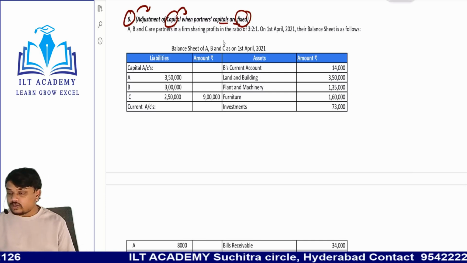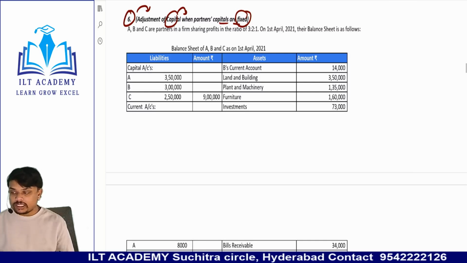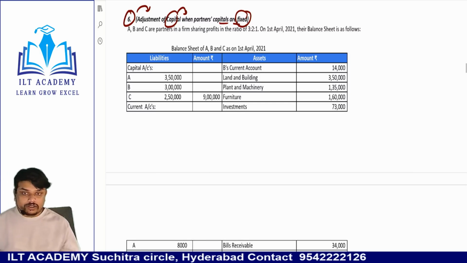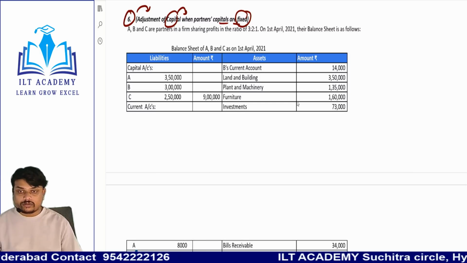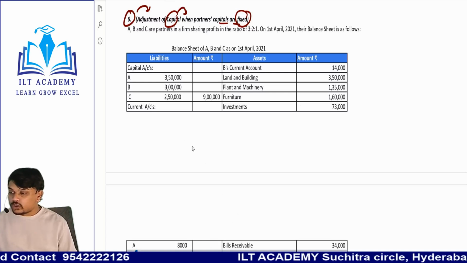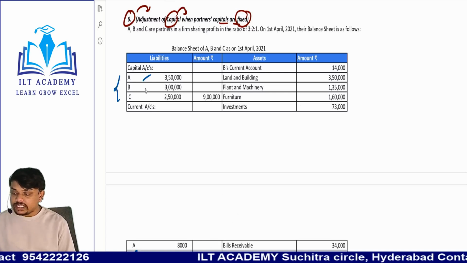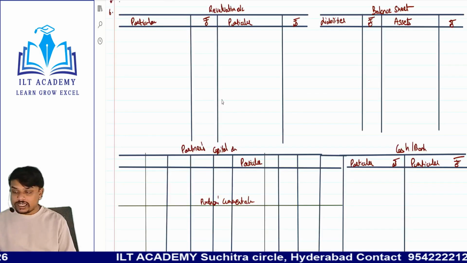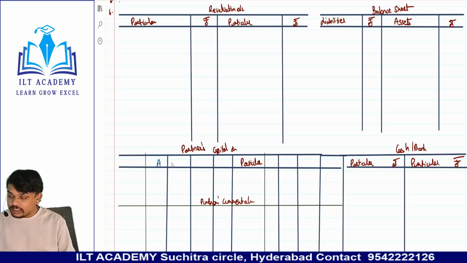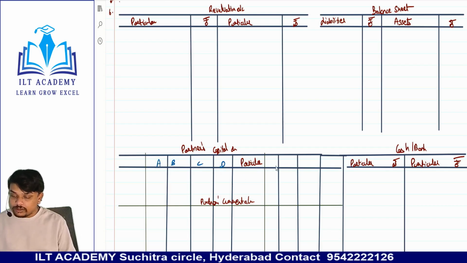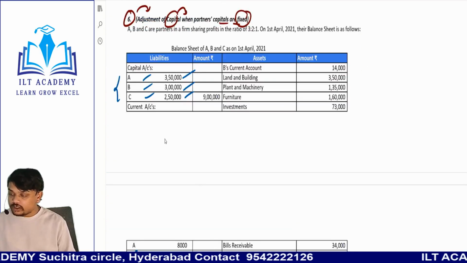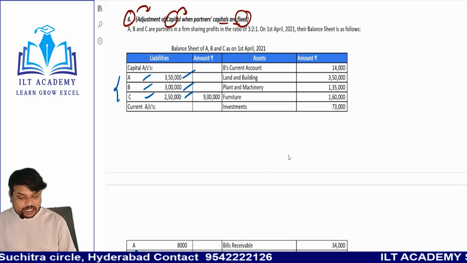Basically, what we need to do is follow the same regular points. So let us write our capital account balances. First A, B, C. A's capital account is 3,50,000, B's 3 lakhs and C's 2,50,000. So A, B, C and D is the new partner. Open both capital accounts as well as current accounts.